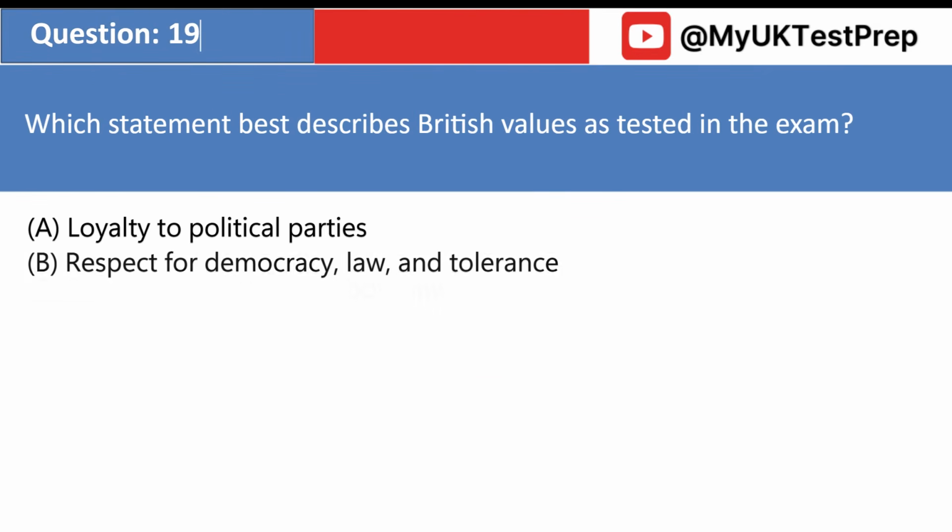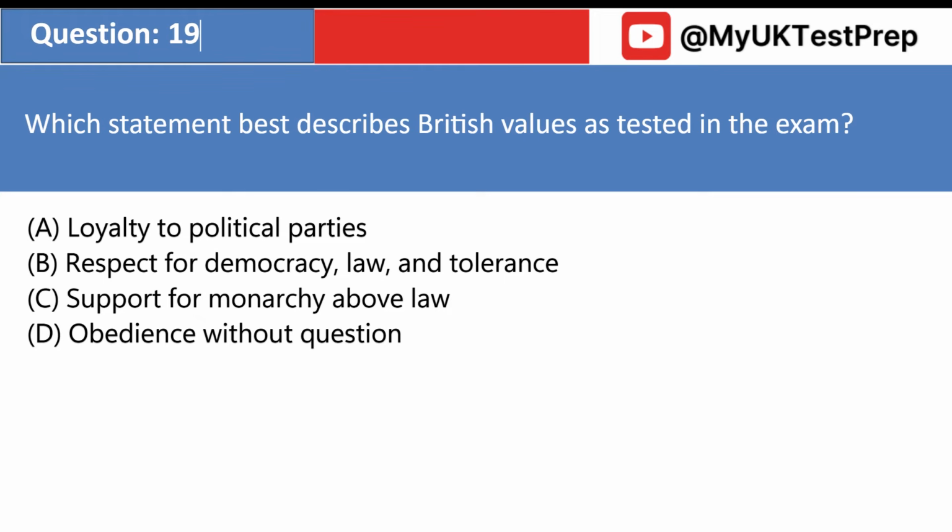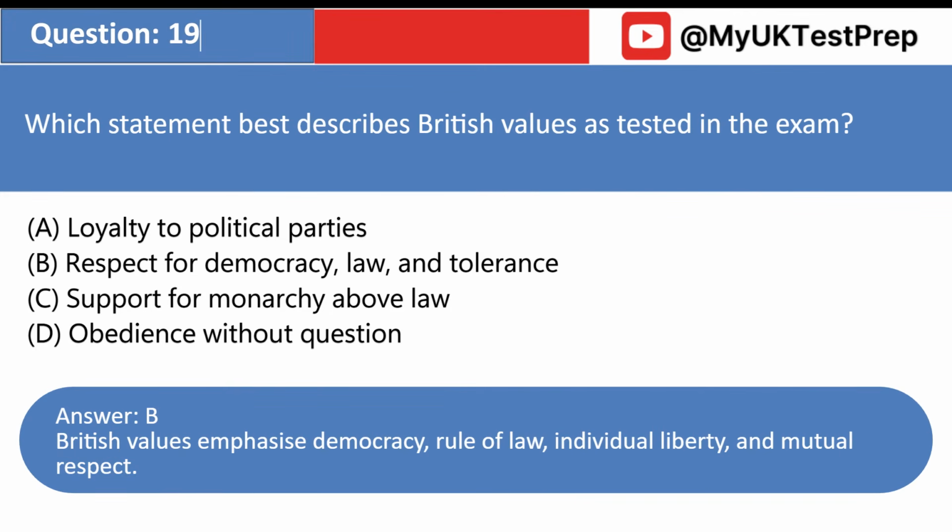Which statement best describes British values as tested in the exam? A. Loyalty to political parties. B. Respect for democracy, law, and tolerance. C. Support for monarchy above law. D. Obedience without question. Answer: B. British values emphasize democracy, rule of law, individual liberty, and mutual respect.